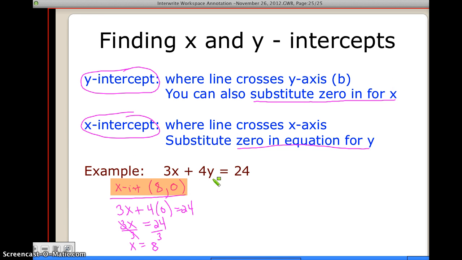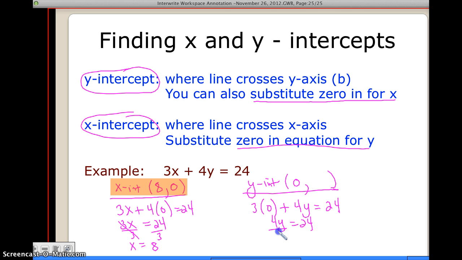So that means that my x-intercept is 8 comma 0. My y-intercept, where it crosses the y-axis, it's going to be 0 at x, and then I got to figure out what my y is. So we're going to substitute 0 in for x back into the same equation and solve for y. So 3 times 0 is 0, and 0 plus 4y is 4y. Divide both sides by 4.